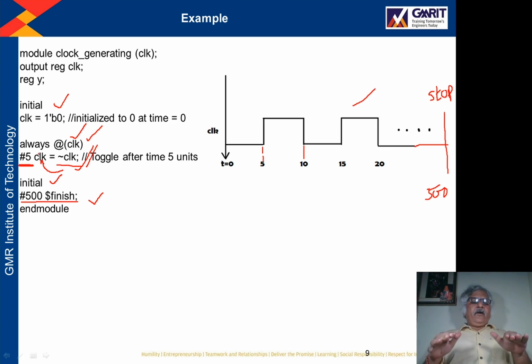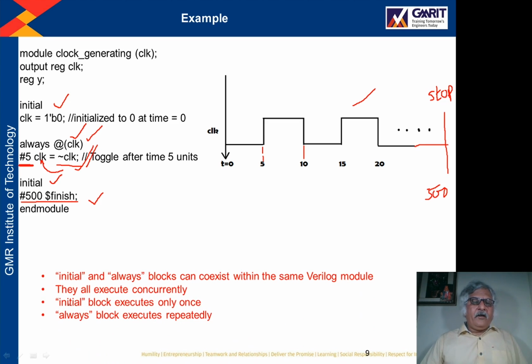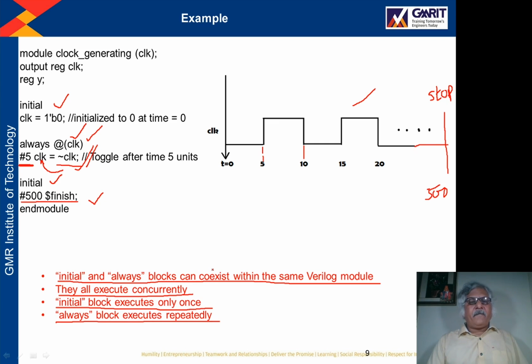All these will execute concurrently. Initial blocks will execute only once, whereas the always block will execute repeatedly. So initial and always blocks can coexist within the same Verilog module. We can write the initial and always block inside the same Verilog module. They all execute concurrently. Initial block executes only once, always block executes repeatedly.